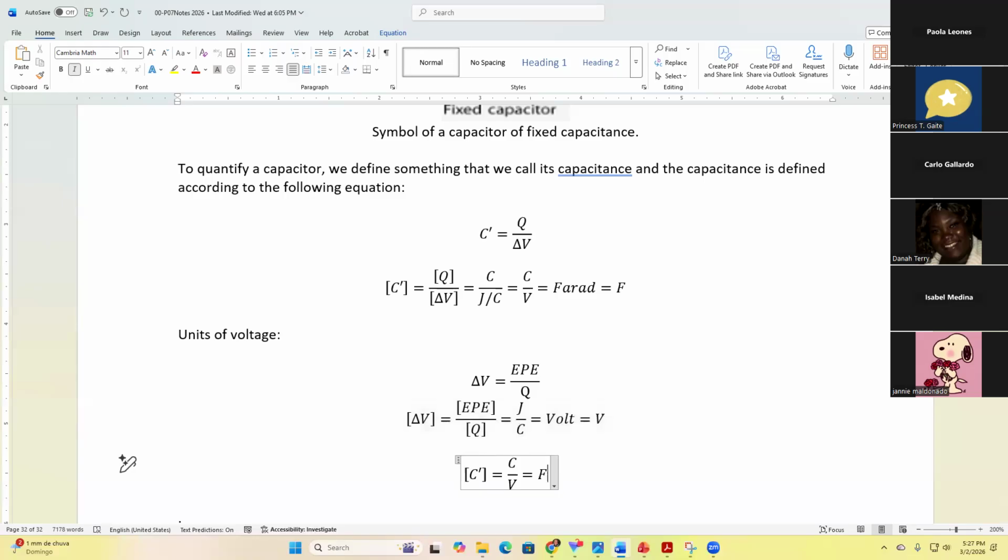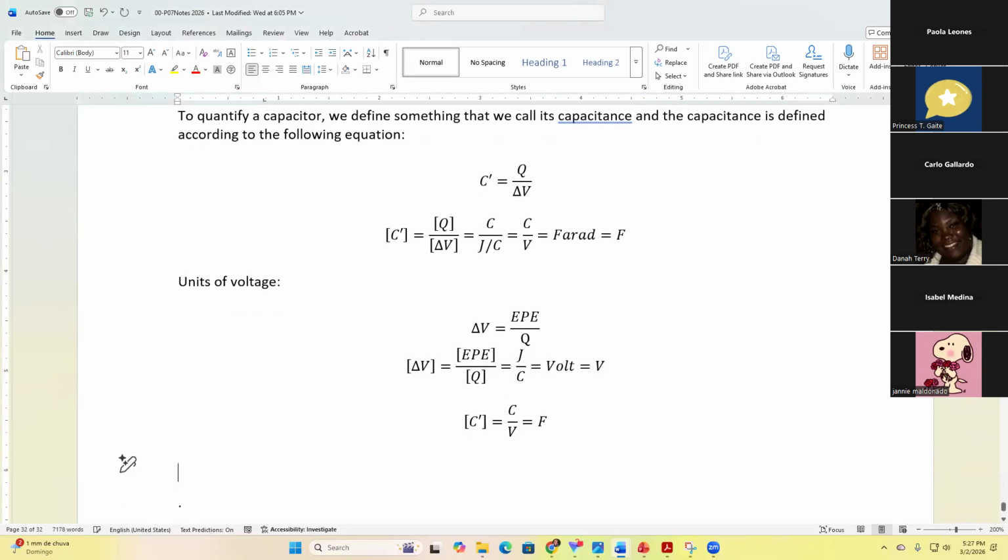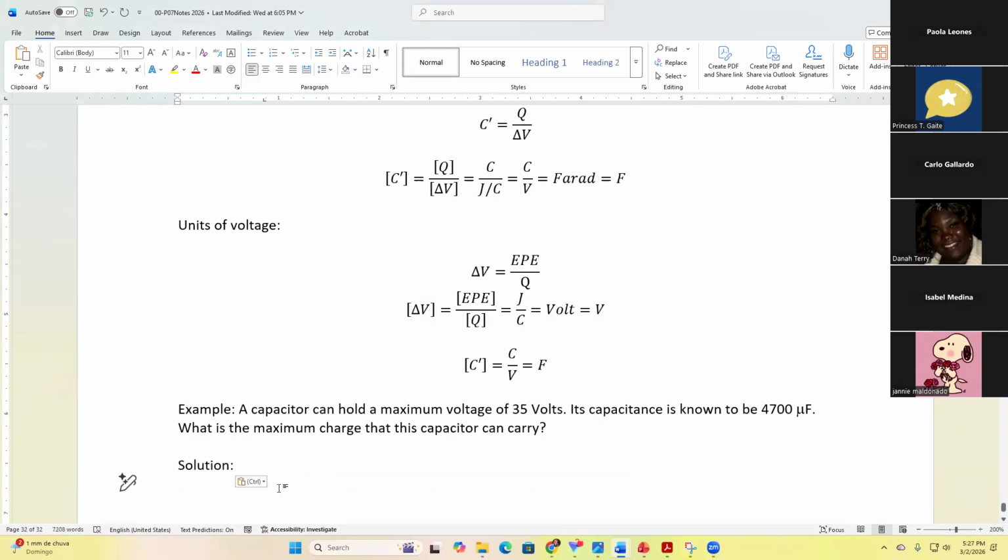So now we can come up with a very simple, straightforward example. Not every physics problem is as straightforward as this one. This example uses just the very definition of capacitance. A capacitor can hold a maximum voltage of 35 volts. Its capacitance is known to be 4,700 microfarad. What's the maximum charge that this capacitor can carry? Maximum voltage, and they're asking for maximum electric charge.